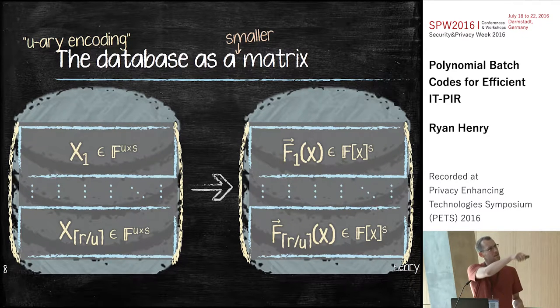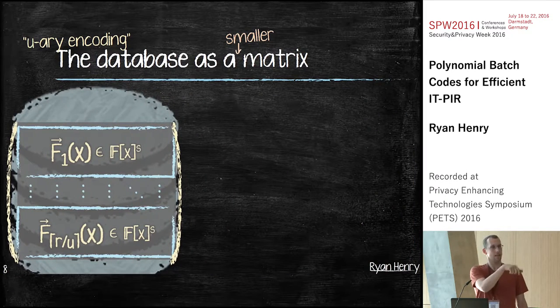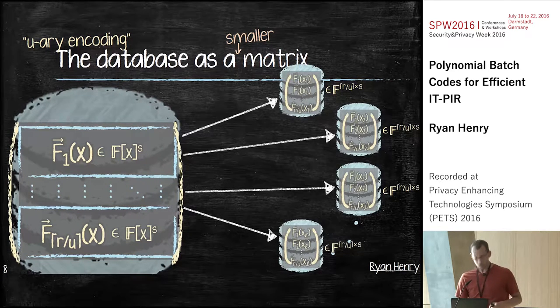So again, this matrix is a new representation of this thing, but it's equivalent, right? It's just a different representation. It's very easy to go from here to here, and it's very easy to go from here back to here by just evaluating these polynomials and putting the results in the right places. The next step, things change slightly.